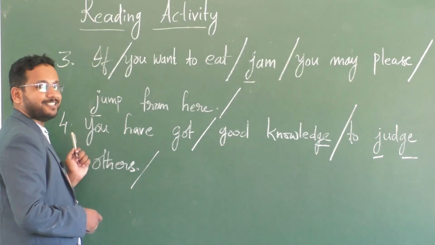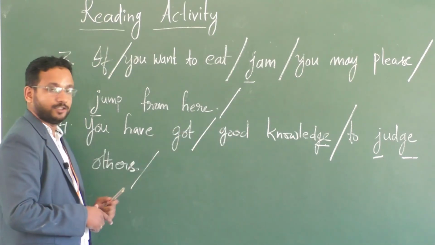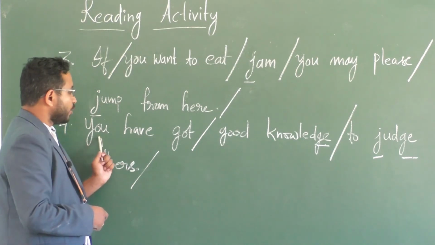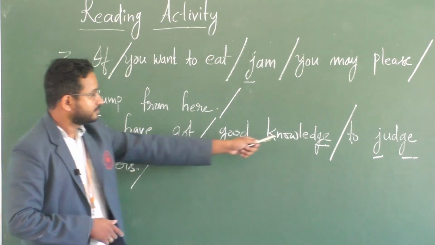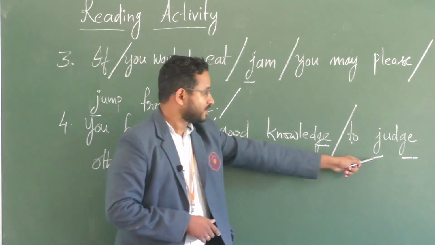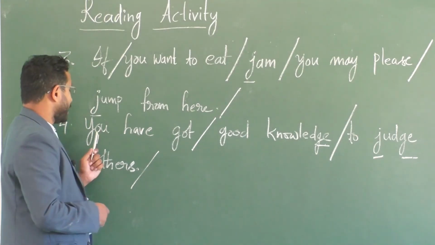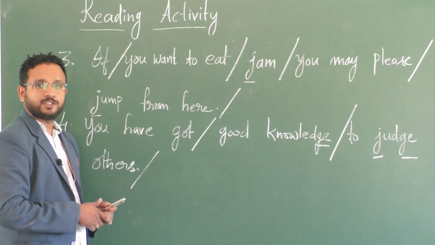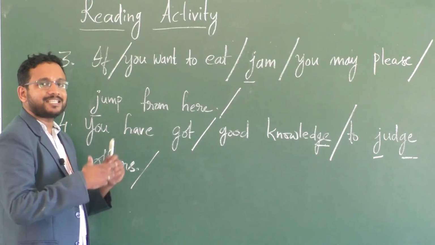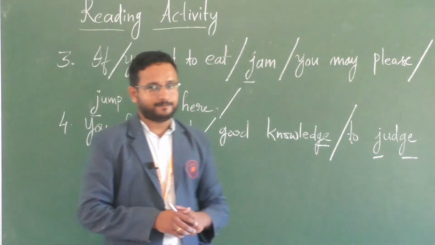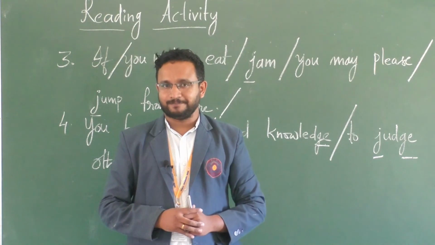The fourth sentence. You have got good knowledge to judge others. Once again, you have got good knowledge to judge others. J, J, and J. So once again, you have got good knowledge to judge others. So dear students, these examples are pretty enough, I feel. All right, now let's go with one more small activity.